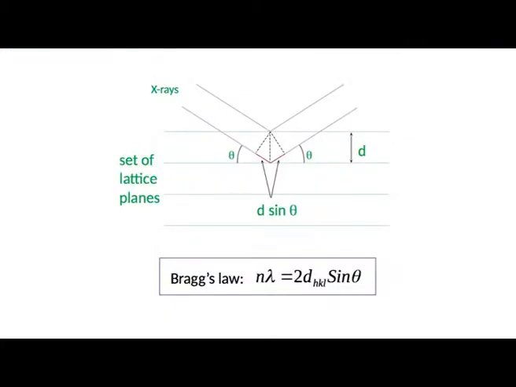When the scattered waves interfere constructively, they remain in phase, since the difference between the path lengths of the two waves is equal to an integer multiple of the wavelength, which can very well be understood if you really understood the concept of diffraction from your optics classes. In the figure, I have plotted a set of lattice planes.